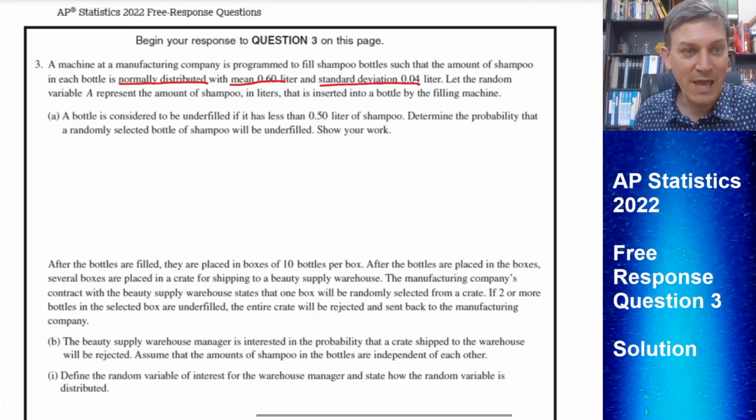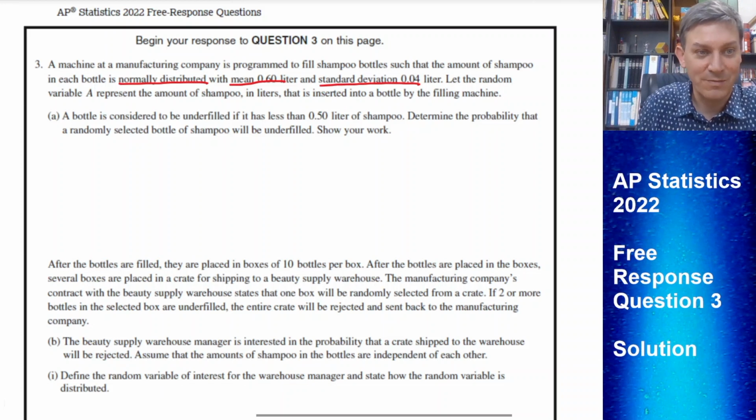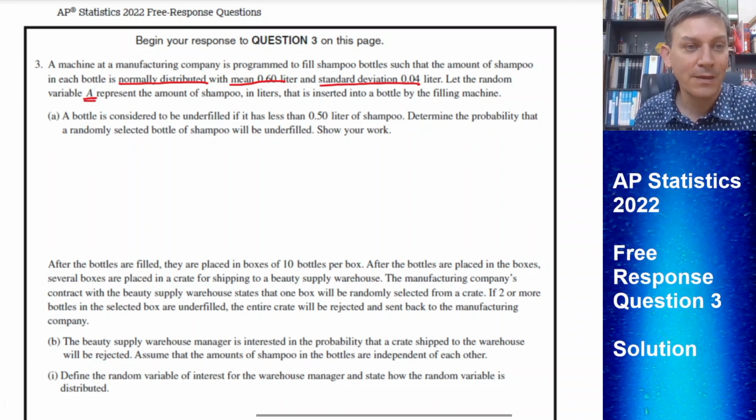Let the random variable A represent the amount of shampoo in liters that's inserted to the bottle by the filling machine. Okay, so the amount of shampoo in each bottle is given by the random variable A. Okay, part A. A bottle is considered to be underfilled if it has less than 0.5 liters of shampoo. Determine the probability that a randomly selected bottle of shampoo will be underfilled and show your work.